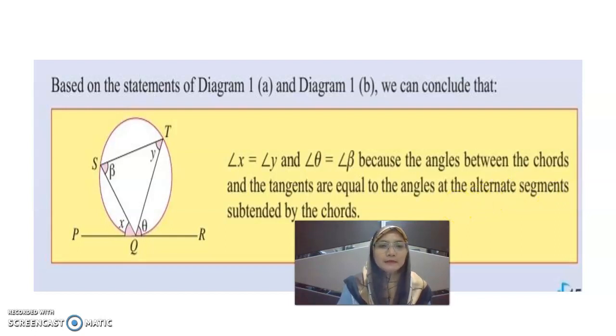Based on the statement on diagram 1a and diagram 1b, we can conclude that angle x is equal to angle y, whereas angle theta is equal to angle beta. This is because the angles between the chords and the tangents are equal to the angles at the alternate segments subtended by the chords.